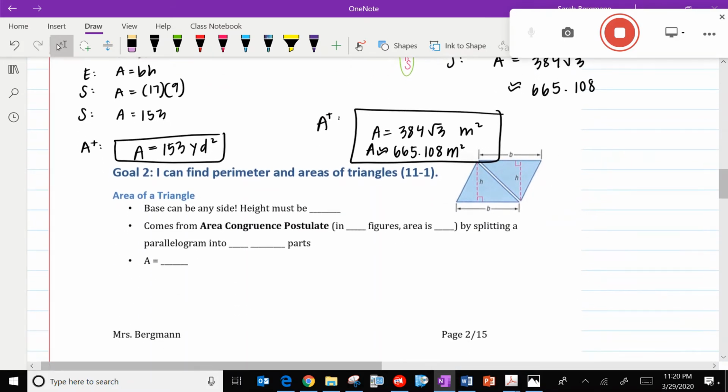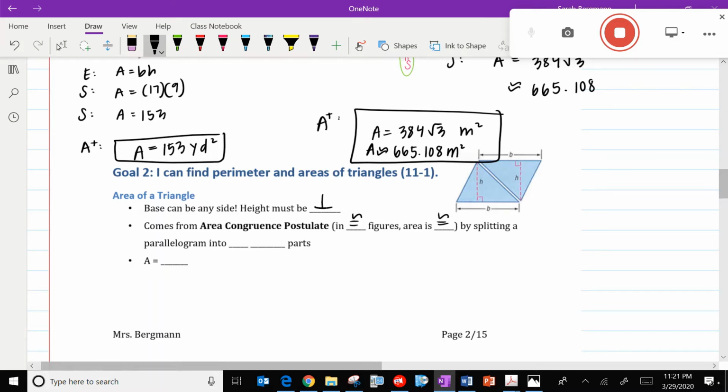All right, next we're going to talk about perimeter and area of triangles. The base, again, can be any side. The height just has to be perpendicular to it, just like in a parallelogram. And the formula for area of a triangle comes from the area congruence postulate. Basically what it says is that in congruent figures, the areas are congruent.